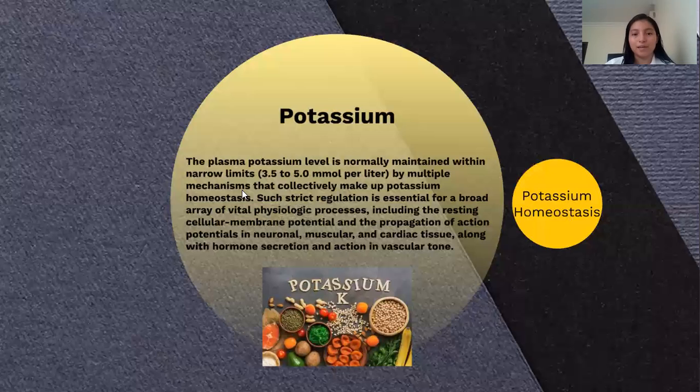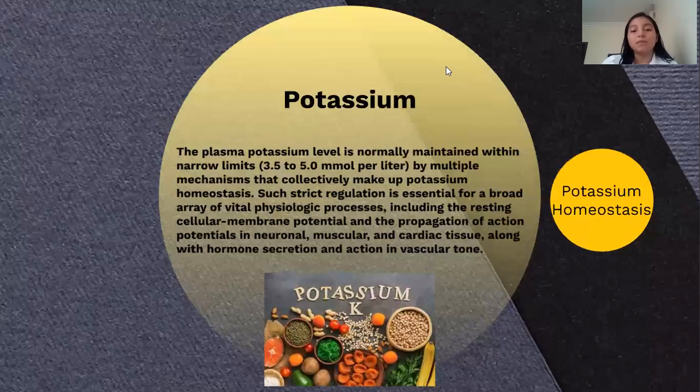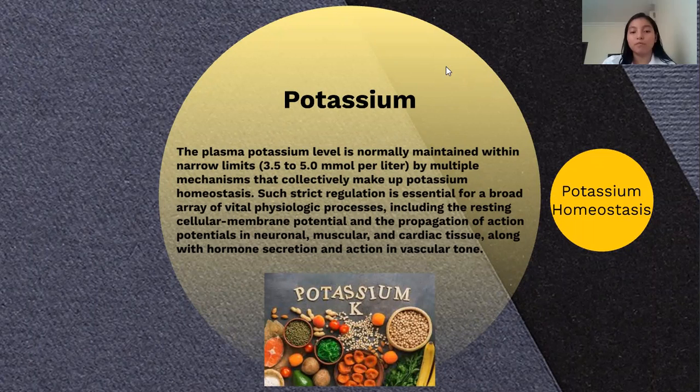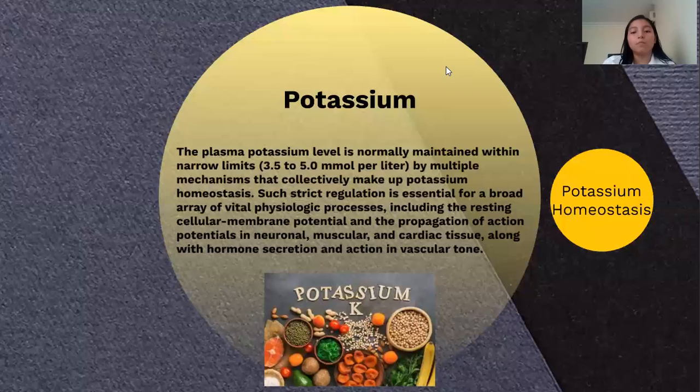Definition. Potassium: the plasma potassium level is normally maintained within narrow limits, 3.5 to 5.0 millimole per liter, by multiple mechanisms that collectively make up potassium homeostasis.